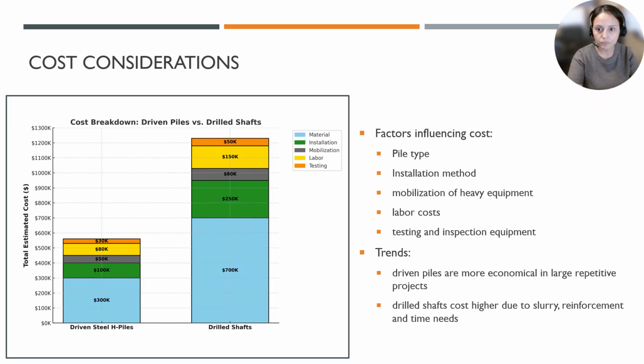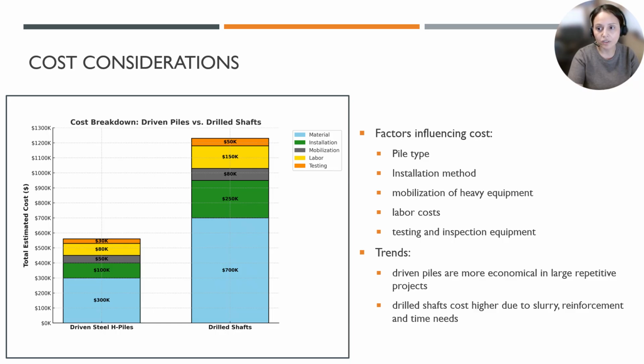The chart on the left shows the cost breakdown example for driven steel H piles compared to drilled shafts. For driven piles on the left, the biggest expense is material, followed by installation. Mobilization, labor, and testing are relatively modest.